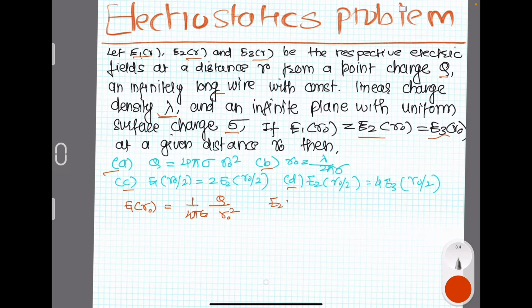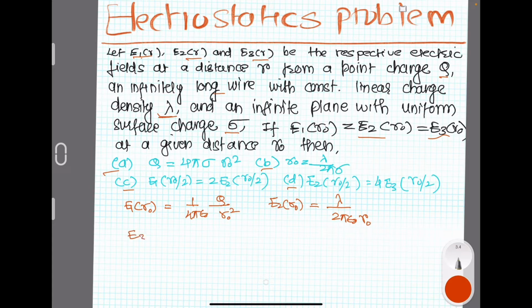E2(r) is the electric field generated by an infinitely long wire with constant linear charge density lambda. We already know the formula for that: lambda upon 2 pi epsilon naught r. Now this formula is derived using Gauss's law, and if it is R0, this r will also become R0.